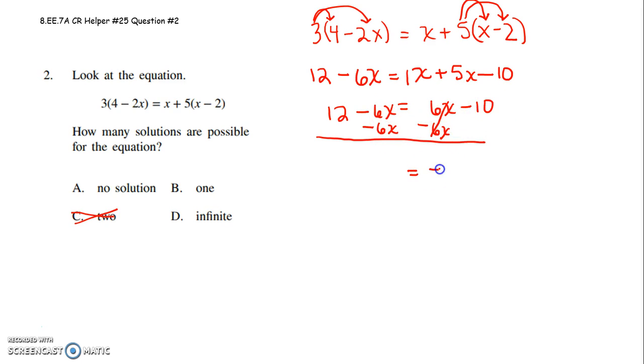So on this right hand side, I still have negative 10. I have my equal sign. I still have my 12. Minus 6x is minus 12x. Be careful with those integer rules.